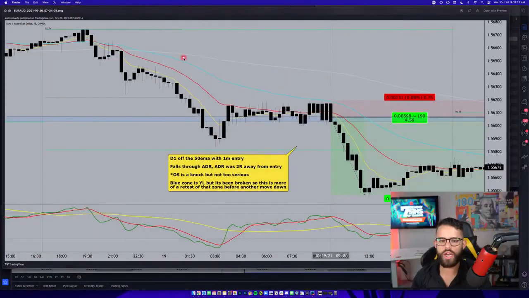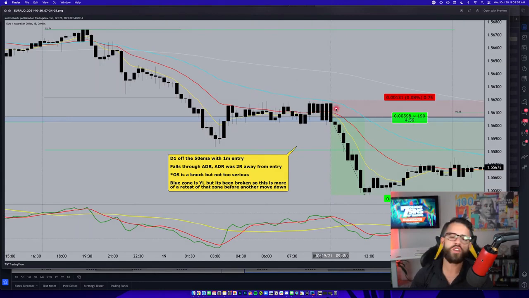So if we look, this is a D1 entry on Euro AUD yesterday. Here we're coming off the 50, coming off the 21. You can see we actually move lower through this green horizontal line. That's average daily range. It ends up pushing through average daily range. The reason this trade is justifiable to take is because the risk reward from the entry, with a 13 pip stop to the ADR level, was 2R. Now, as you can see, it ends up falling 4.5R, holding that 8 EMA for a 60 pip drop. So it's a really nice trade.